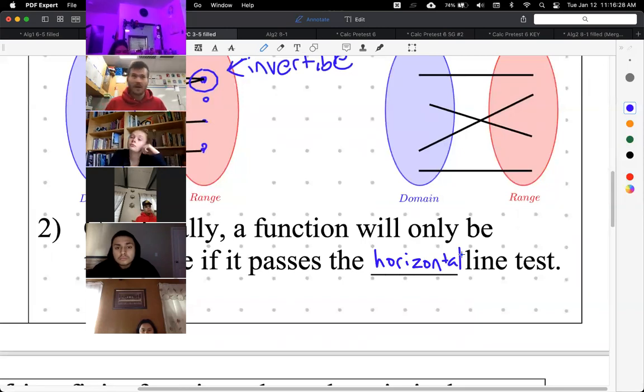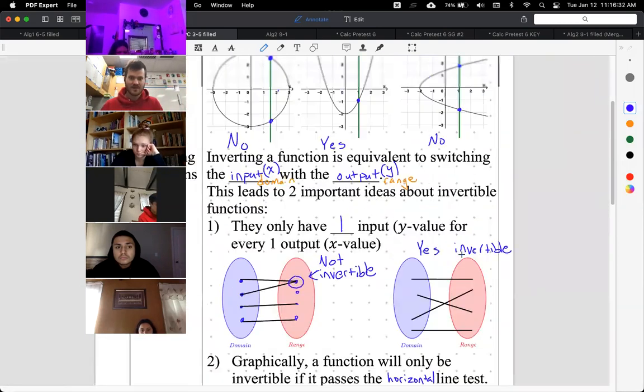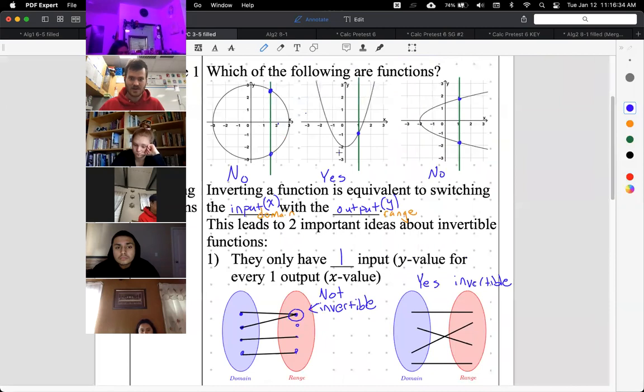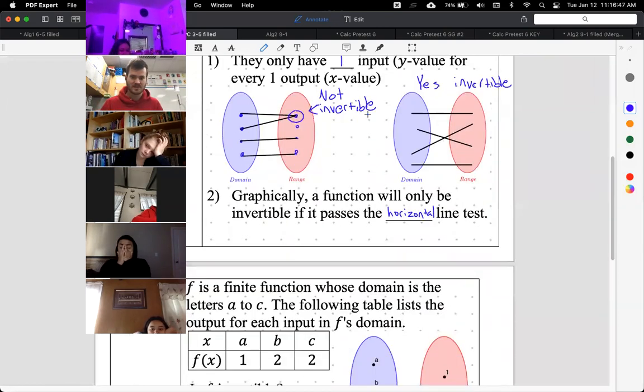If a function does not pass the horizontal line test, it is not invertible, which means if I come back up here, this function right here, this x squared, is not invertible because this horizontal line touches it twice and it can only touch once. So very much like the vertical line test that determines if it's a function, the horizontal line test determines if it is invertible. Let's put this to the test.